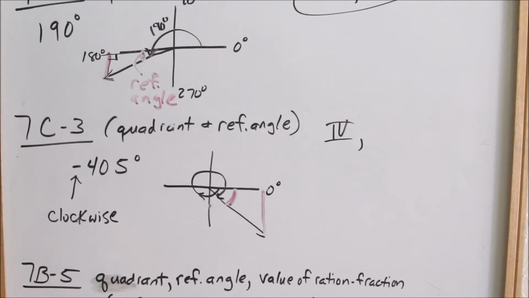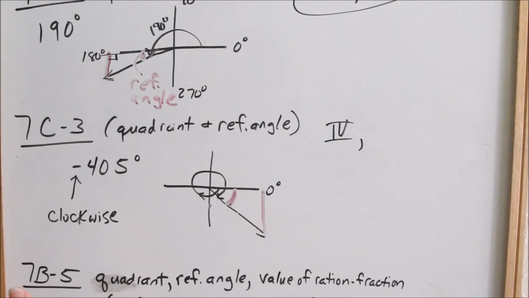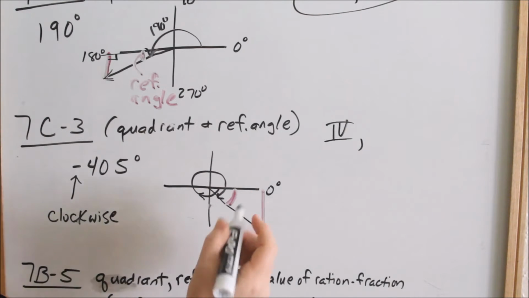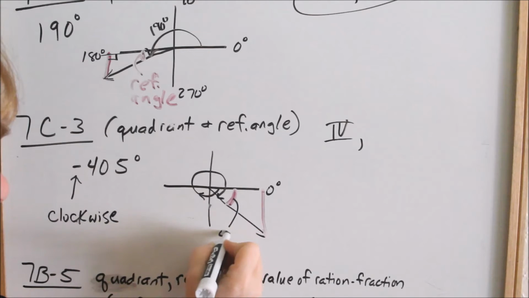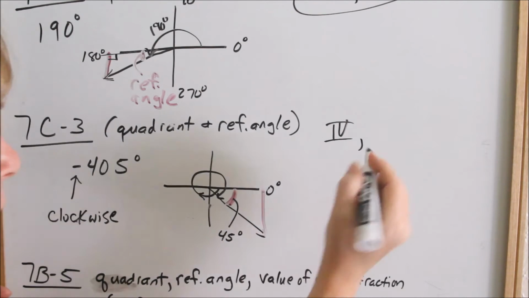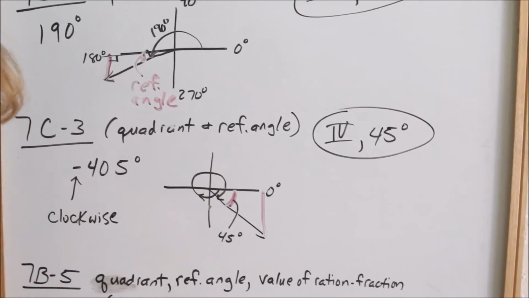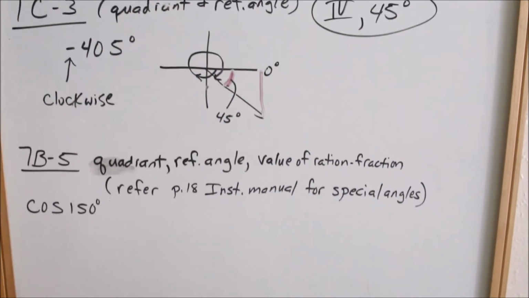That would be 45 degrees, okay? Because we went around 360 to 405. 405 minus 360 is 45. So that right there would be 45 degrees. Remember, your reference angle is always positive, and it's always an acute angle, so it will be less than 90 degrees. So it's always positive. So there you go, quadrant 4, 45 degrees for your reference angle.